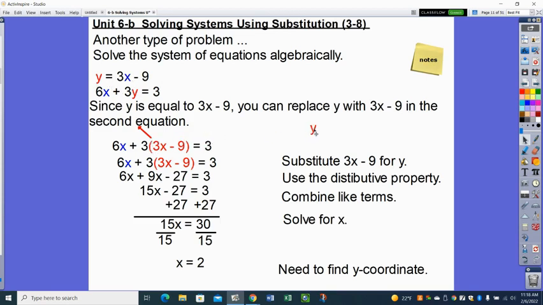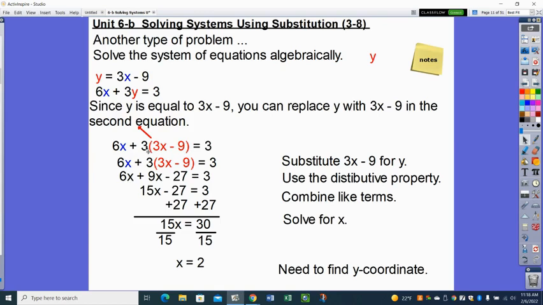So the y is going to leave, and the 3x minus 9 is going to come in and take the place. Now, we did equations like this in Unit 3, and when we saw the parentheses, we said, oh, that means I have to use the what? What do you have to do when there's parentheses?